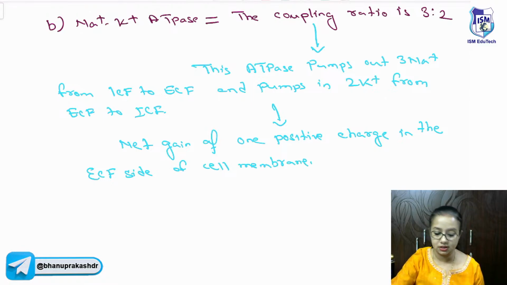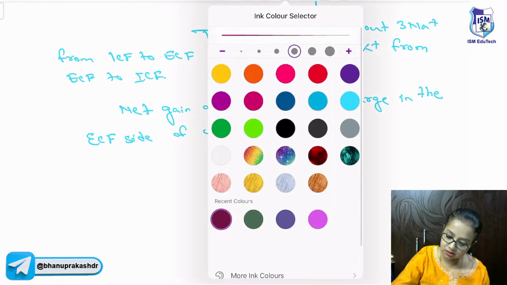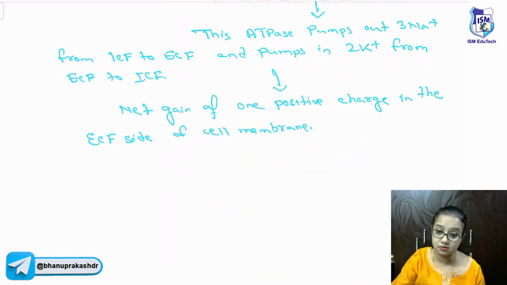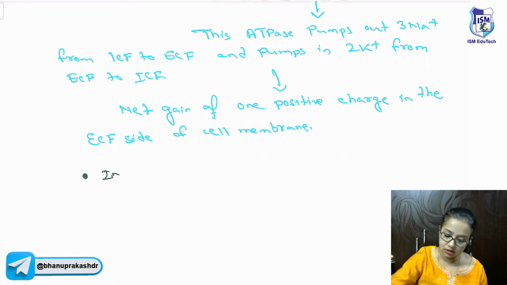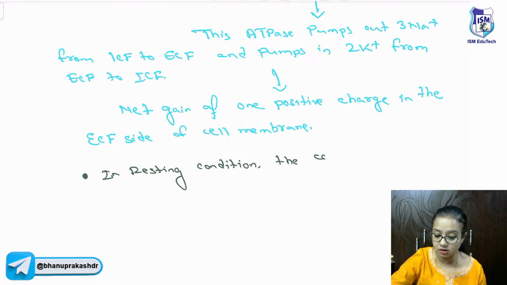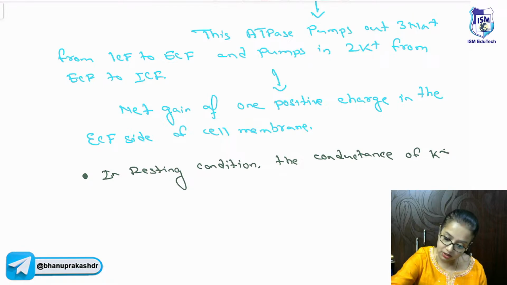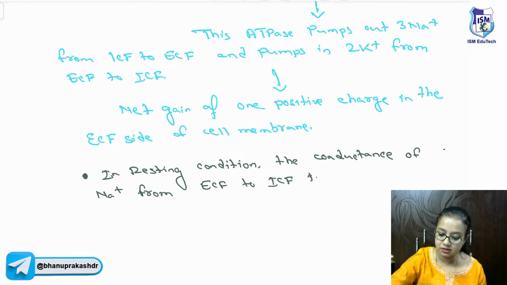Okay, this is also one reason. Another reason which contributes to the resting membrane potential, that the positivity is more in resting condition, is that the movement or conductance of sodium from ECF to ICF is almost nil. It is very minimal.